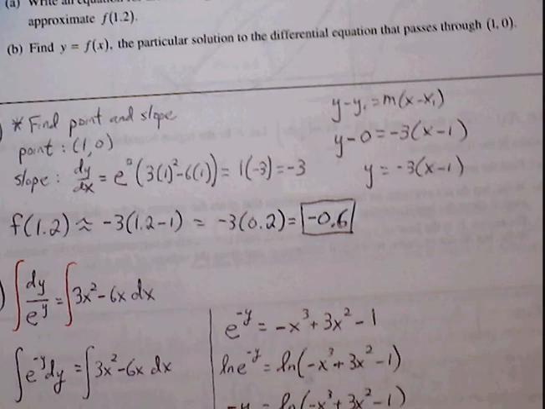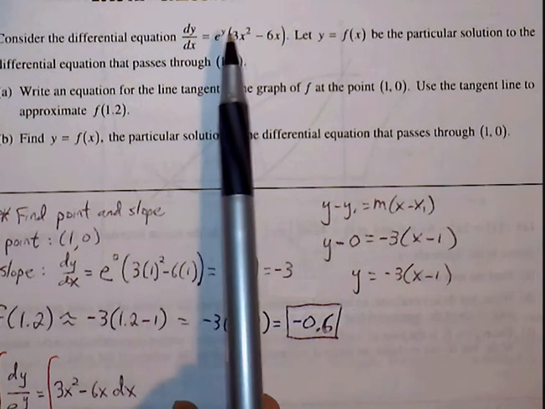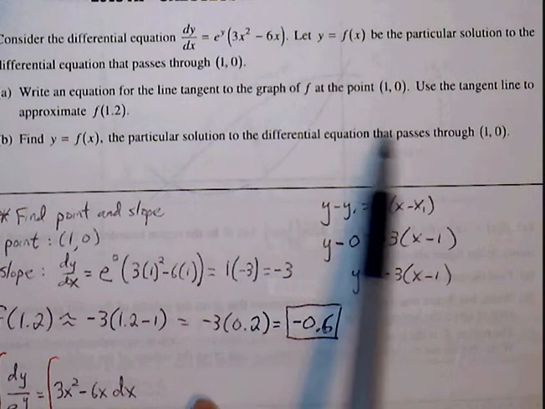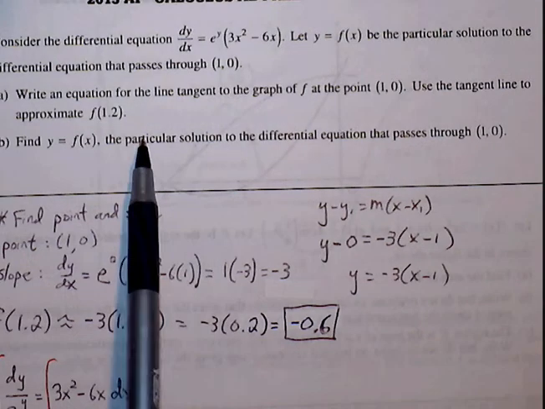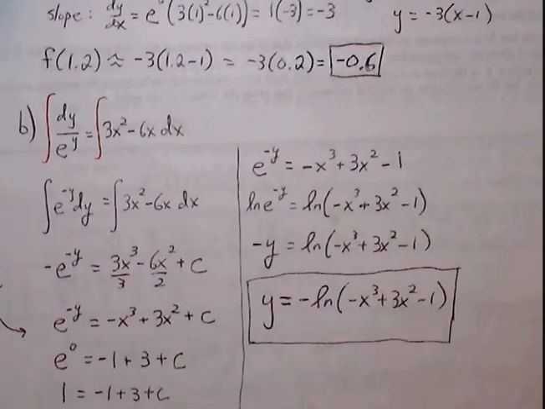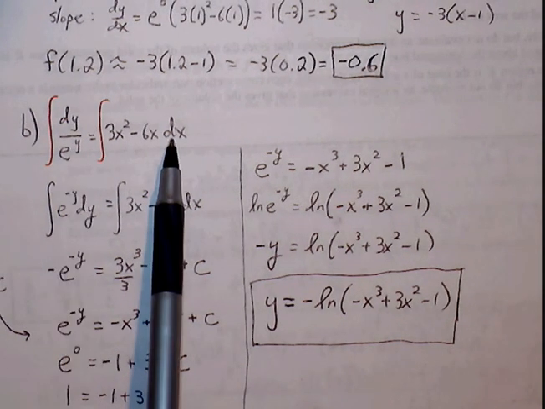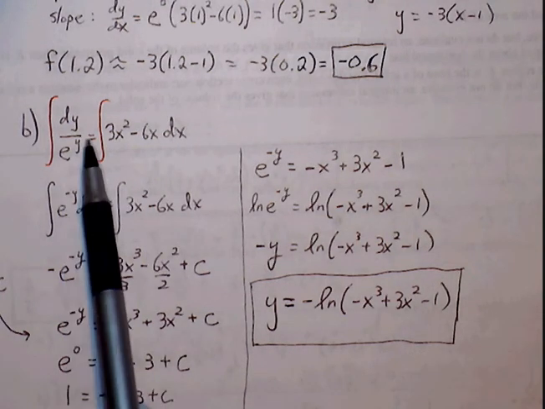Part B, find y equals f of x, our particular solution that passes through the point 1, 0. So this is where we have to separate the variables and take the integral, solve for y, and then once we get the plus c, we can use 1, 0 to find our c value. And once we have our c value, then we can write our particular solution. So first step, we're going to separate the variables. So we're going to divide both sides by e to the y, move the dx to the other side. So we have the y's on the left and everything else on the right.